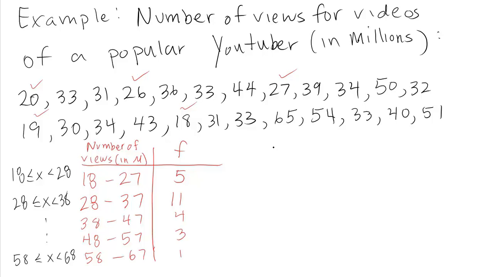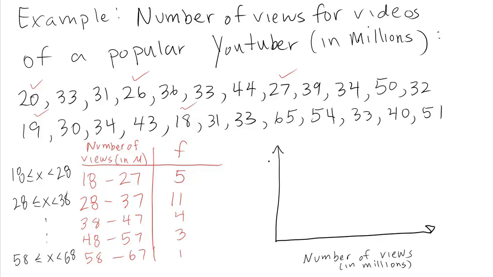I'm going to draw a histogram for this grouped frequency distribution. So 2 axes, one to measure the number of views in millions, and the other to measure the frequency. The frequency here is the number of videos with that many views. My first class boundary is 18, so I'm going to start with 18.